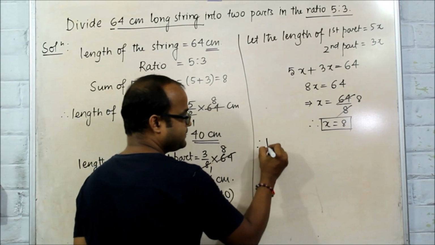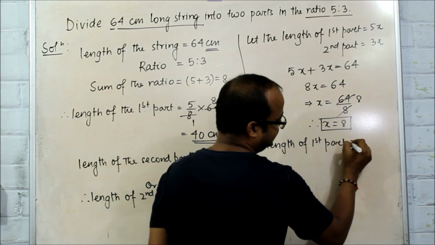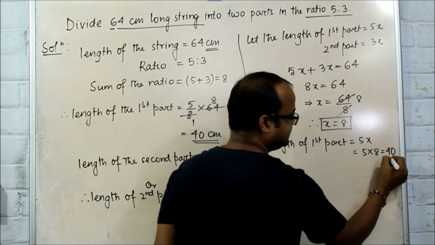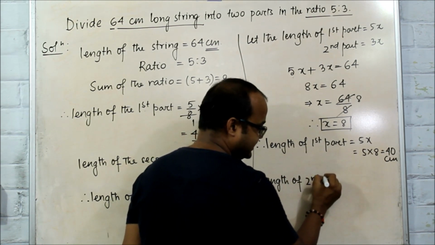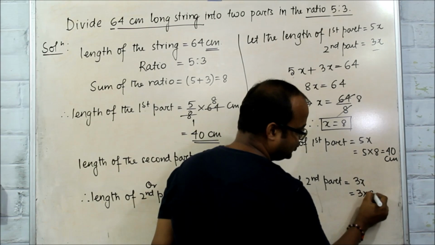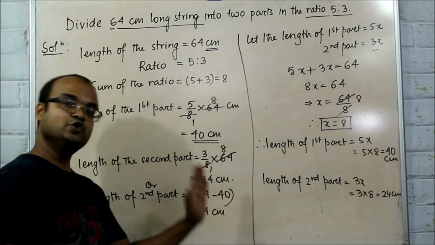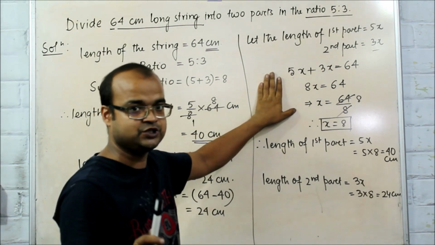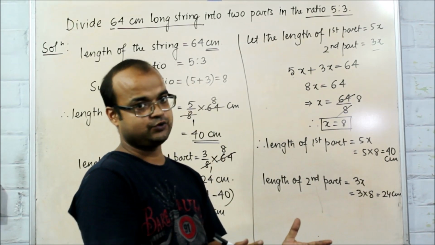Now therefore, length of first part is equal to 5x. 5x means 5 into 8, that is equal to 40 centimeter, and length of second part is equal to 3x. So 3x, value of x is 8, so 3 into 8, that is equal to 24 centimeter. Clear? So in both ways you can solve the problem. Now prefer to solve in this way because you have another chapter which is linear equation. So if you solve in this way, that will help you to build your concept in linear equation.